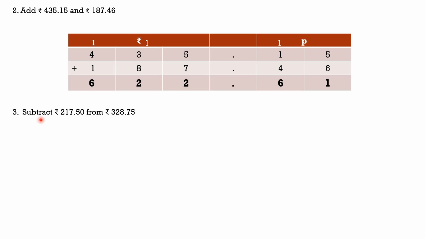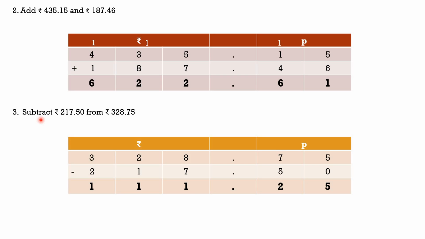Next question, subtract rupees 217.50 from rupees 328.75 paise. So let's subtract these two numbers. Always remember the bigger number on the top and the smaller number at the bottom. So let's subtract 5 minus 0, 5, 7 minus 5, 2. Bring the point down as it is. 8 minus 7, 1, 2 minus 1, 1. And 3 minus 2, 1. So the final answer is 111.25 paise.